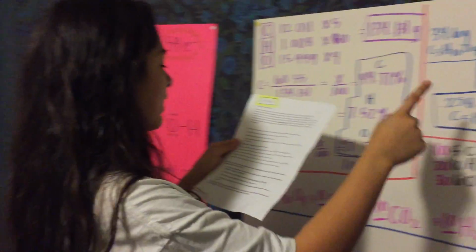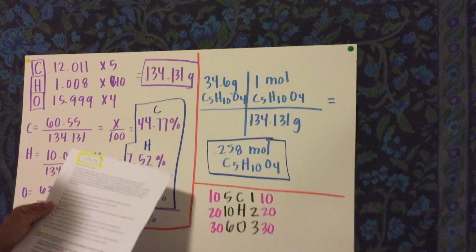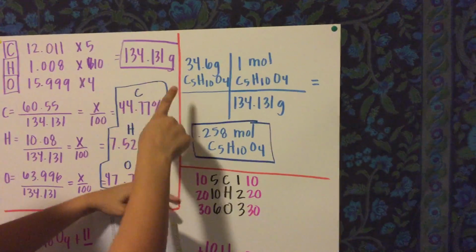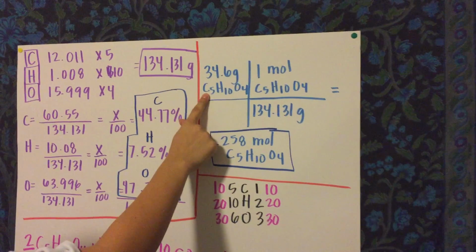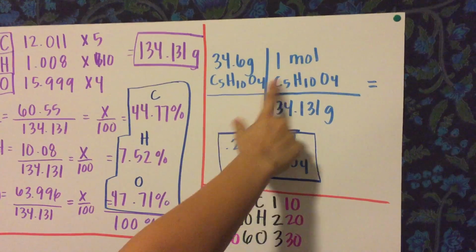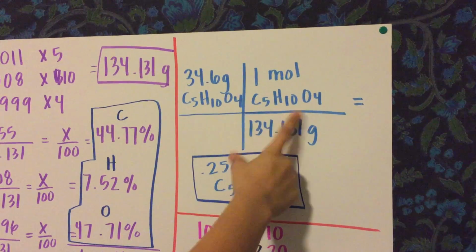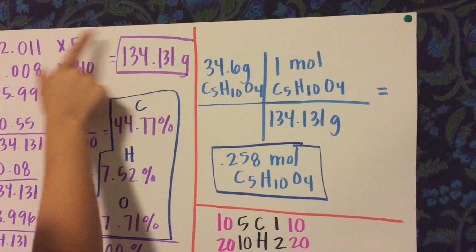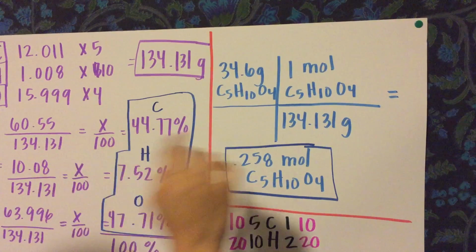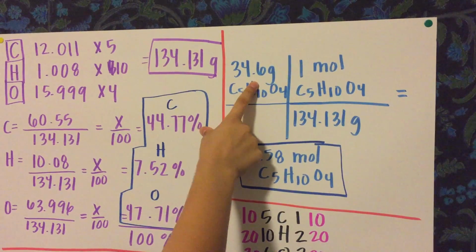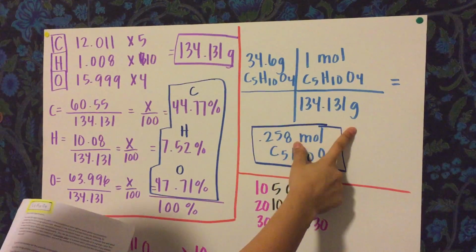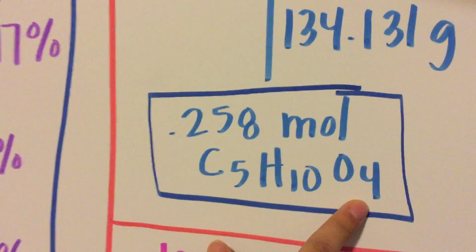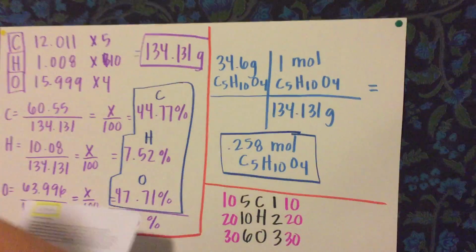Over here, I looked at if we have only 34.6 grams of the substance, how many moles do we have? And I did that by looking at, I put 34.6 grams of C5H10O4, and I put 1 mole of C5H10O4 weighs 134.131 grams, which I got by over here adding all those up. And I basically just divided 34.6 by 134.131 and got 0.258 moles of C5H10O4 when we only have 34.6 grams.